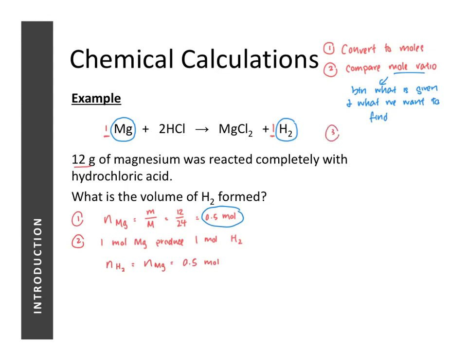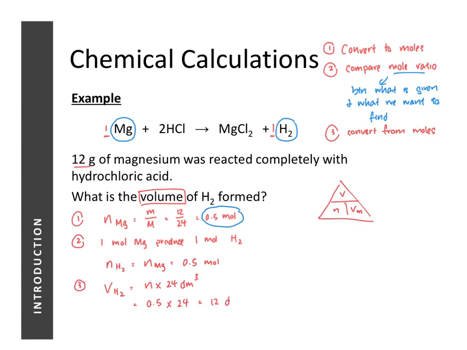Now, step number 3 is to convert from moles. If you look at the question, it requires the volume of hydrogen, not the number of moles. So now, after finding the number of moles of hydrogen, we need to convert it to whatever is required in the question. And how do we do that? Since they want volume, you need to recall the relevant triangle to use. So using the triangle, we can find that the volume of H2 is equal to number of moles times 24 dm cubed. Okay, so that will give us 12 dm cubed.